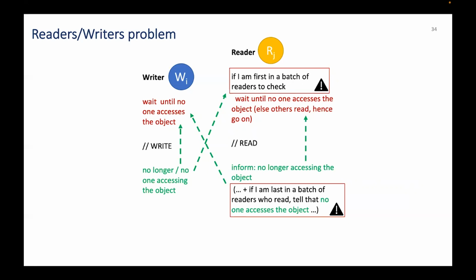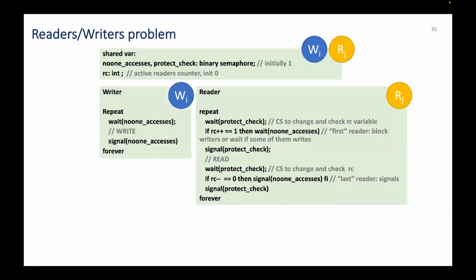For the reader, the entry section should first check if the reader is the first reader of a batch of readers that tries to access the shared resource. If that is the case, then the reader should wait. If other readers are already accessing the resource, then the reader can simply enter its critical section. For the exit section, the reader should of course inform others it is done with its critical section. If the reader was the only one or the last one completing its critical section, then a signal should be sent for writers or for another batch of readers to enter their critical section.